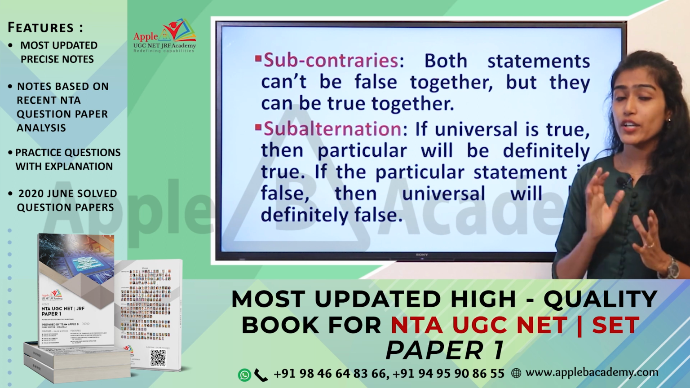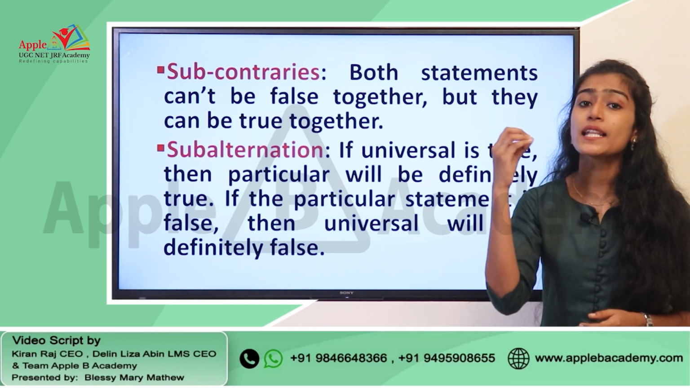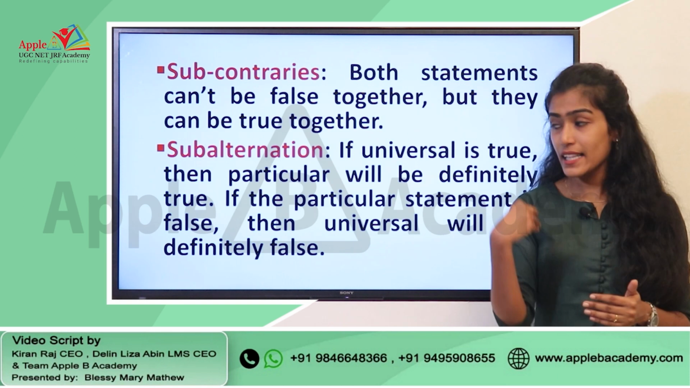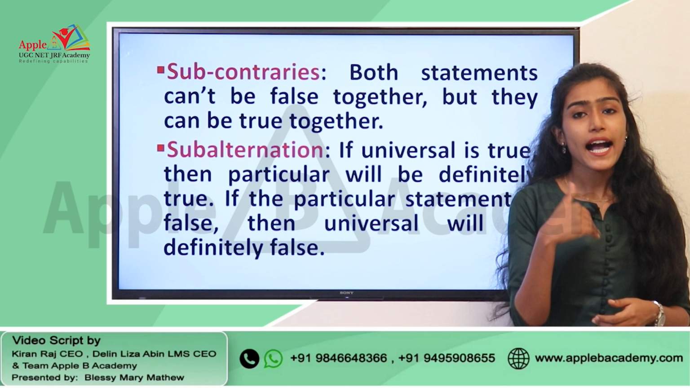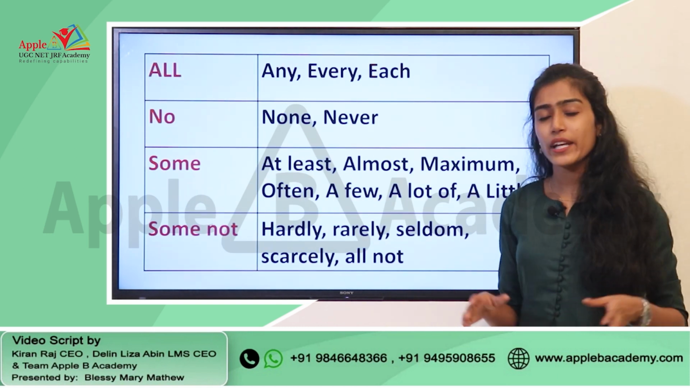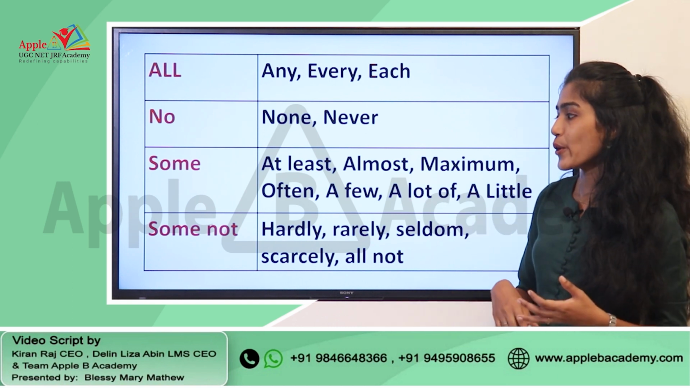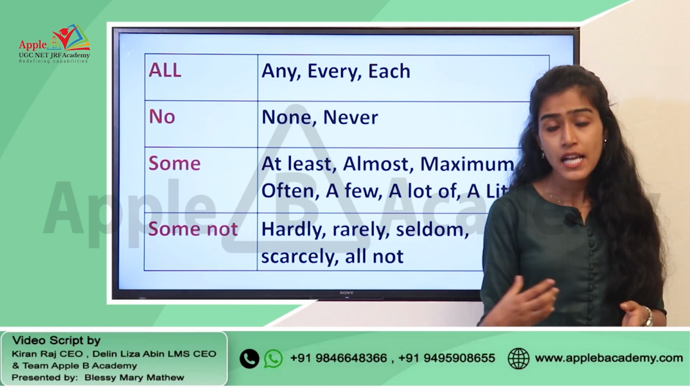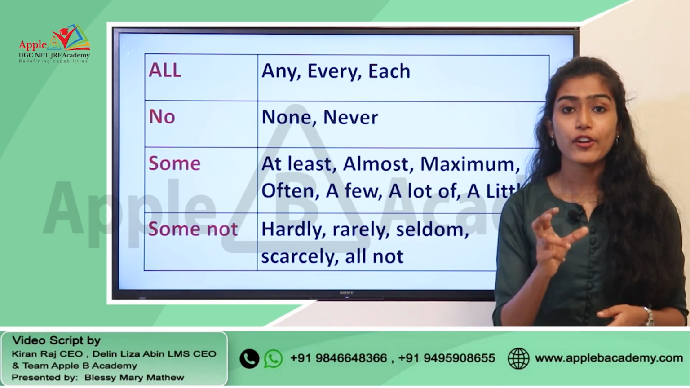In subalternation, what you need to keep in your mind is that if the universal proposition is true, then the particular proposition will also be true. If the particular is false, then the universal will definitely be false. Another important idea that we need to answer questions from this area is that we have discussed the 4 basic categorical propositions that include all, no, some and some not. But there are some alternative terms that we can use instead of these terms that we have already discussed.